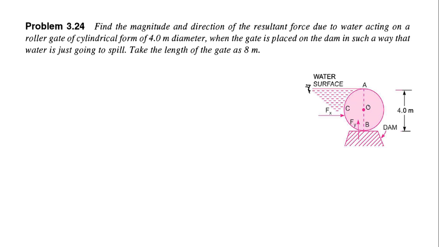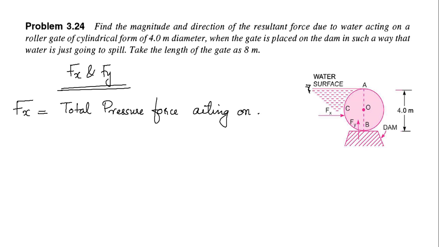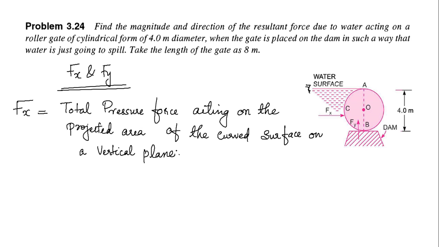So whenever we consider a curved surface, two forces will act on the curved surface. That is in the horizontal direction Fx and in the vertical direction Fy. So here force in the x direction Fx is the total pressure force acting on the projected area of the curved surface on a vertical plane. So here the curved surface is ACB.